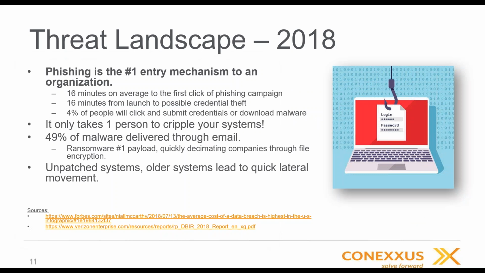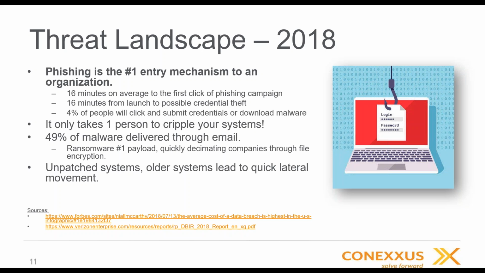So phishing, on the previous slide you saw, phishing is the #1 entry mechanism to an organization. On average, it's 16 minutes to the first click when a phishing campaign is delivered to your company. That means you've got 16 minutes from that first email showing up to a possible breach into your systems, credential theft, or the launch of malware into your networks. The good news is that only 4% of people will click and submit those credentials or download the malware, which is down from recent years. However, it still only takes one person to cripple your systems.